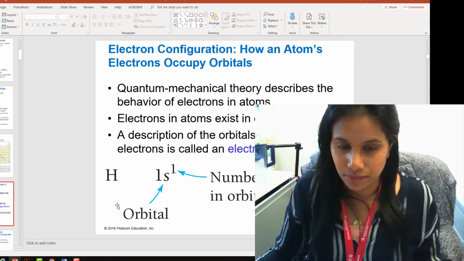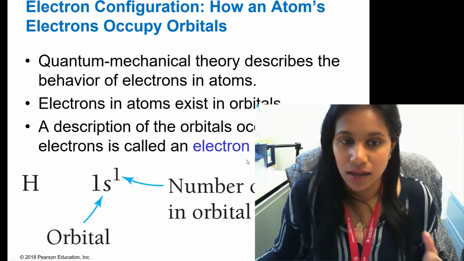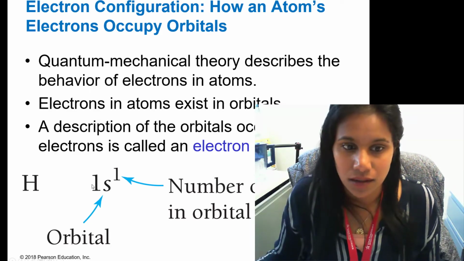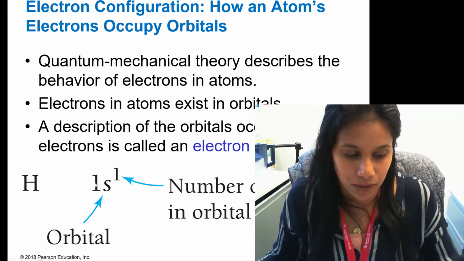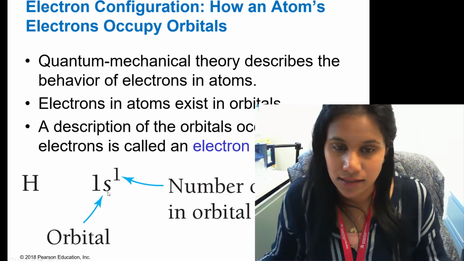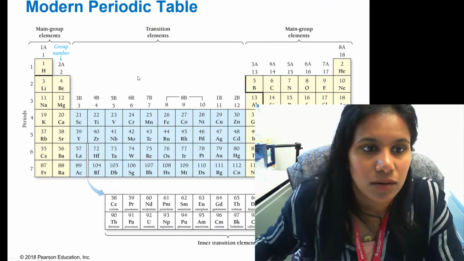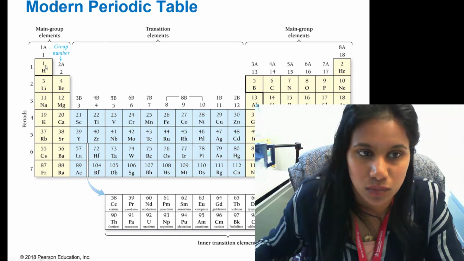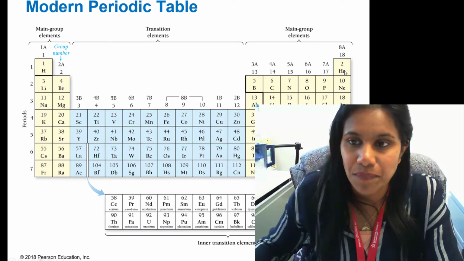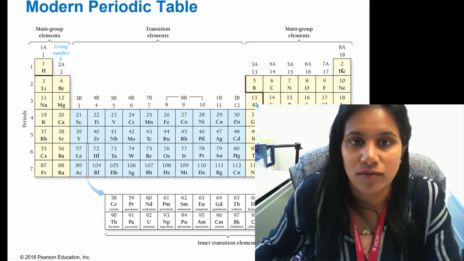Always you write electron configuration like this: hydrogen has 1 electron. The number of electrons you write as a superscript. The 1 means it's the 1s orbital, and s means it is in the s block in the periodic table. So if you look at this periodic table, hydrogen has 1 electron, you write 1s1. Helium, you write 1s2 because you have 2 electrons.